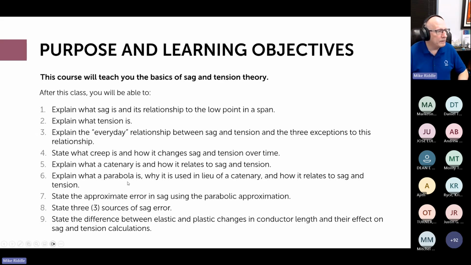Likewise for a parabola and why you might want to use one versus the other. If you're using the parabola, what kind of error you're looking at getting. We're going to look at the three big sources of sag error. And then I want you to understand along the way, we'll see the difference between elastic and plastic changes in conductor and how that affects sag and tension calculations.